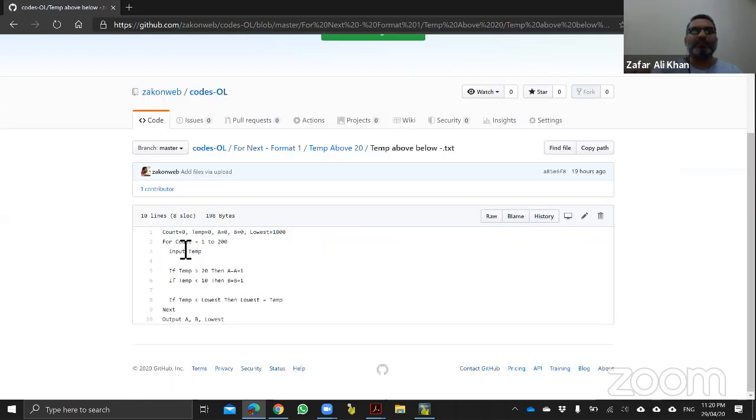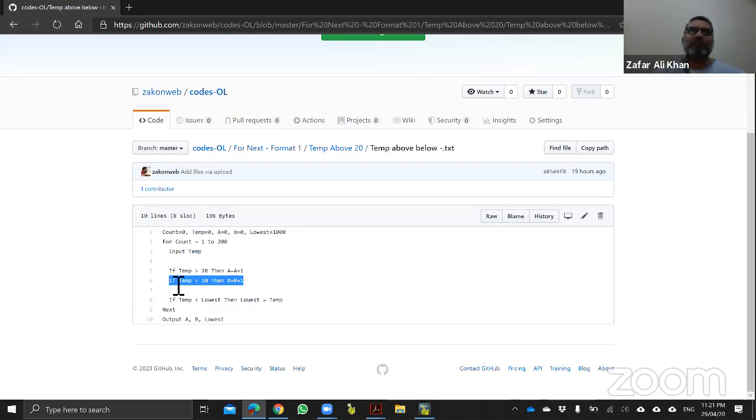so we have to run this loop. This is pretty much simple question. We have to run this loop 200 times, and then we have to input the temperature, and we have to check that if temperature is greater than 20, then we will be adding 1 to A, because this A variable will be holding up the times out of 200 the temperature was above 20. And similarly, if the temperature is less than 10, then we have to hold up how many times the temperature out of 200 was less than 10, and it will be added to B.